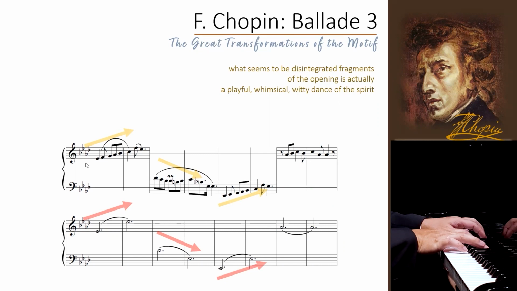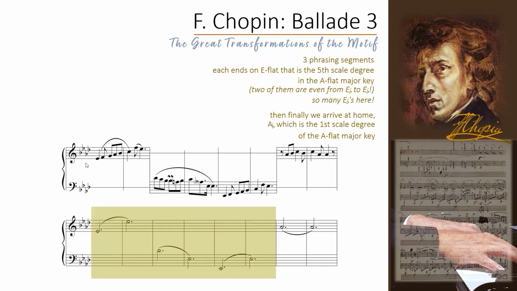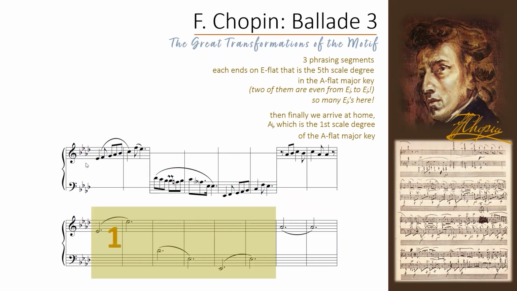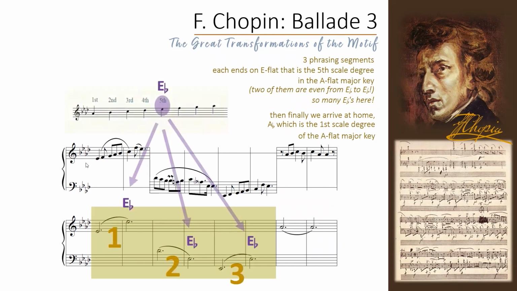But there is more to this. The first 6 bars are filled with 3 phrasing segments, and each ends on the note E flat, which is the 5th scale degree in the A flat major key. 2 of them are even from E flat to E flat. So many E flats here. Only after waiting for 6 bars do we finally arrive at home.